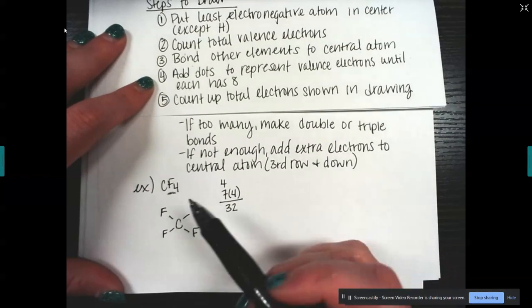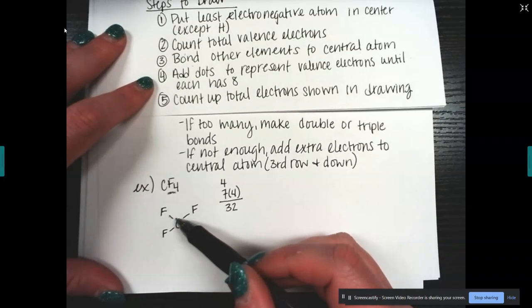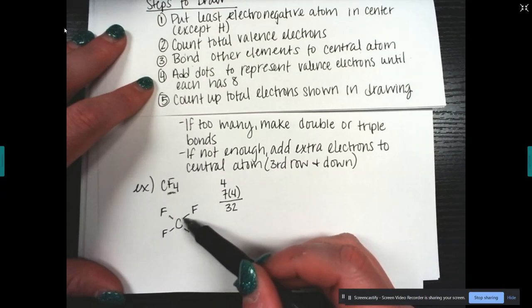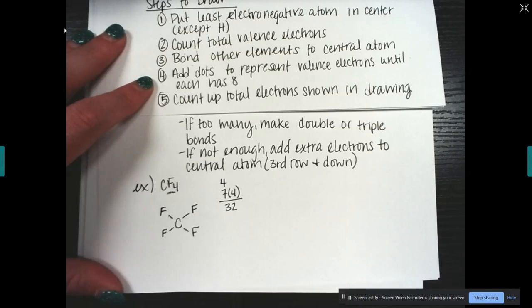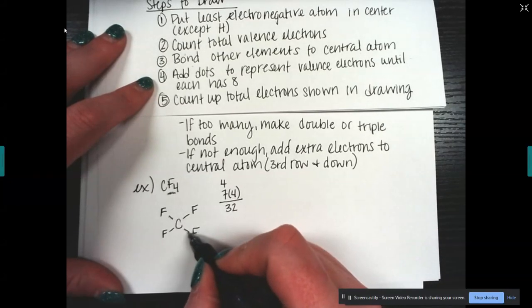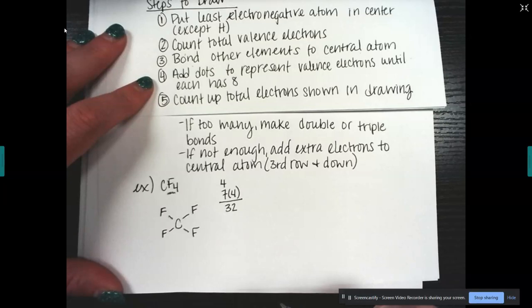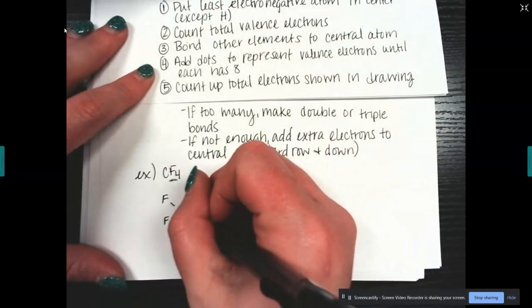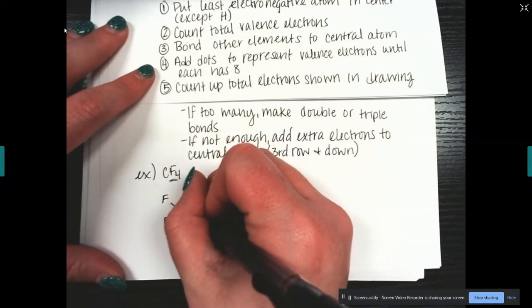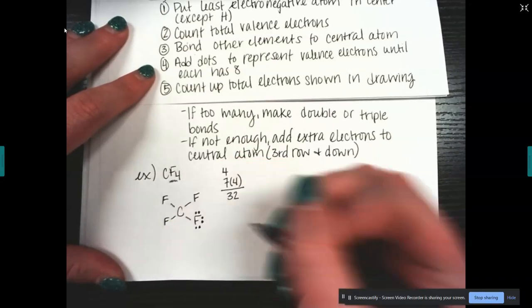All right, now the central carbon has 4 bonds around it. If each of the bonds represents 2, it already has 8 electrons around it. Okay, so the carbon doesn't need any dots. The fluorines, each one has 1 bond around it, which is representing 2 electrons. So if it has 2 around it, it's going to need 6 more to get to 8. And I'm going to add the dots in pairs, kind of like we did with the dot diagrams. So I'm going to put 1 pair here, 1 pair here, 1 pair here.